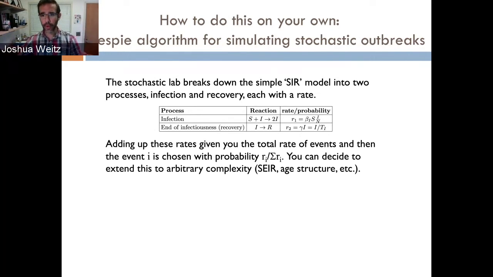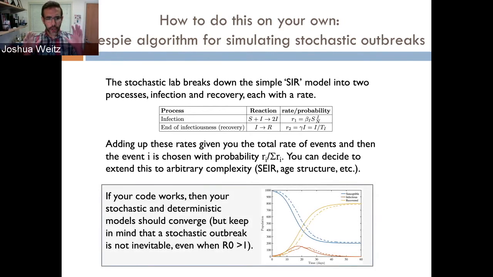You jump forward an exponentially distributed amount of time, and then you choose one event with probability equal to the ratio of that particular rate to the total rate. And that's it. If you keep doing that, you can end up simulating these types of epidemic systems with arbitrary complexity. It also applies in other systems, gene expression, and so on.